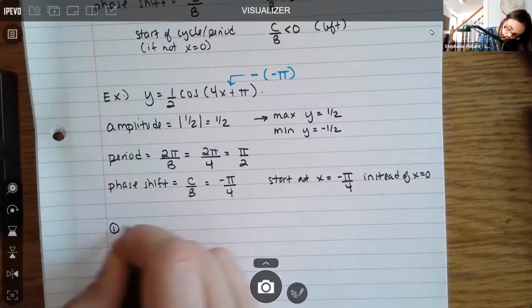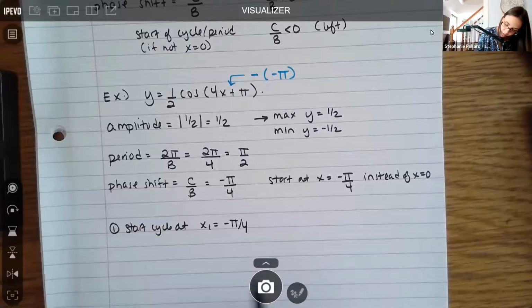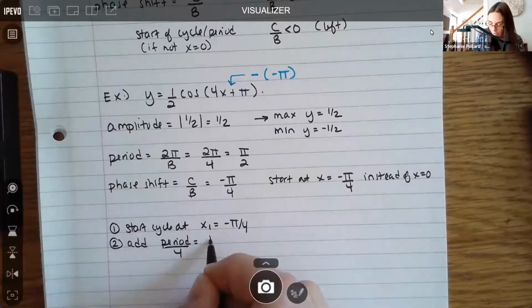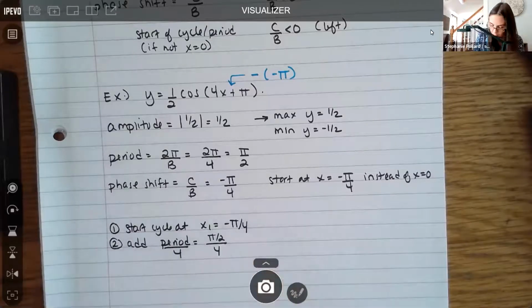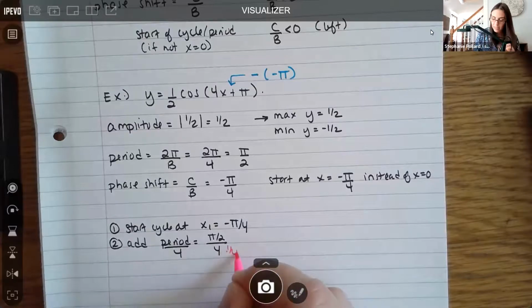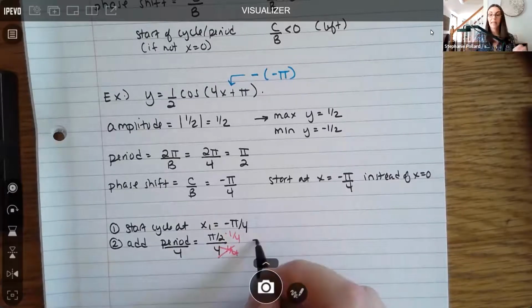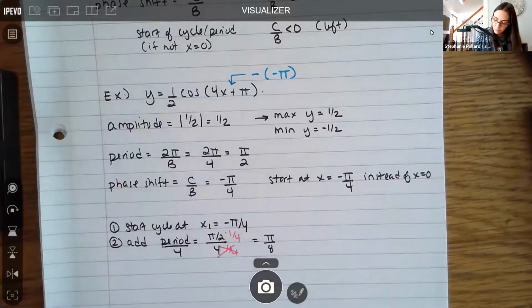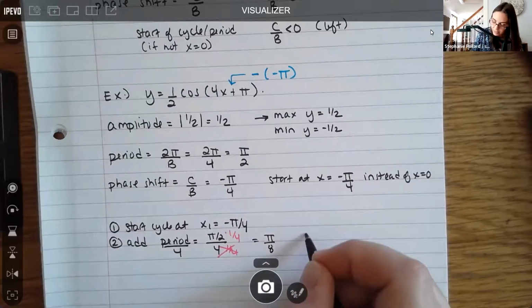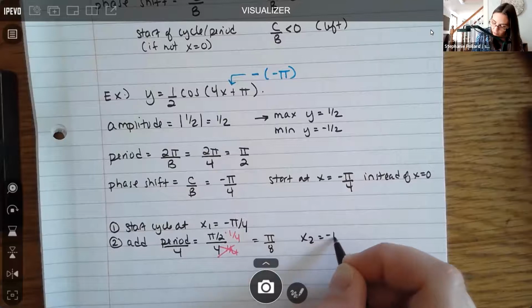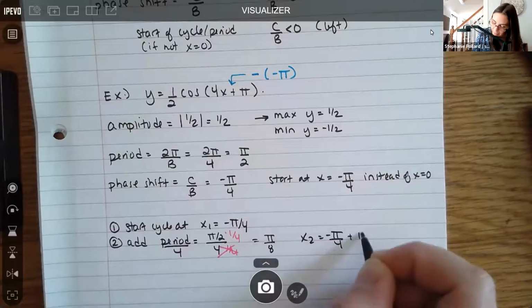And then for adding it, you're still going to take your period over 4. So our period here is pi over 2, and we're dividing that by 4. So I can multiply this by 1/4, and I end up getting pi over 8 as the value that I'm going to be adding each time. So for x2, I take negative pi over 4. I add pi over 8.